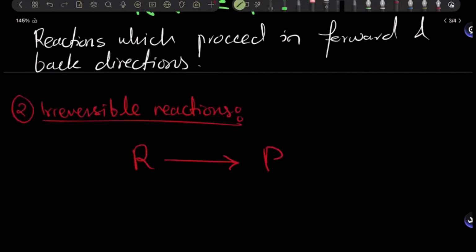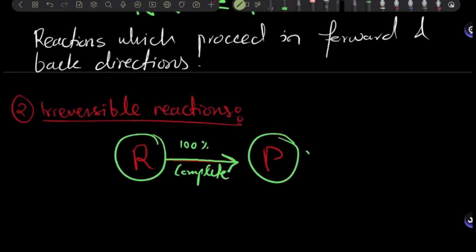What does this arrow mean? It means you can't go back. You can only go into the forward reaction. So only a forward reaction occurs. You cannot go in the backward direction or form reactants again from products. This means that a 100% complete reaction takes place and all the reactant converts into what?